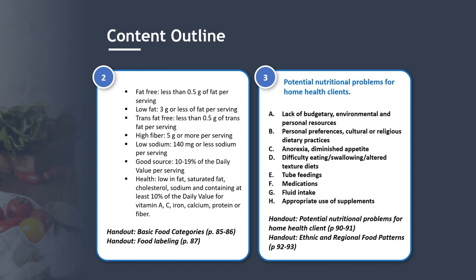Section 3. Potential nutritional problems for home health clients. A. Lack of budgetary, environmental, and personal resources. B. Personal preferences, cultural or religious dietary practices. C. Anorexia, diminished appetite. D. Difficulty eating, swallowing, or altered texture diets. E. Tube feedings. F. Medications. G. Fluid intake. H. Appropriate use of supplements. Check the handouts, Potential Nutritional Problems for Home Health Clients, and Ethnic and Regional Food Patterns.